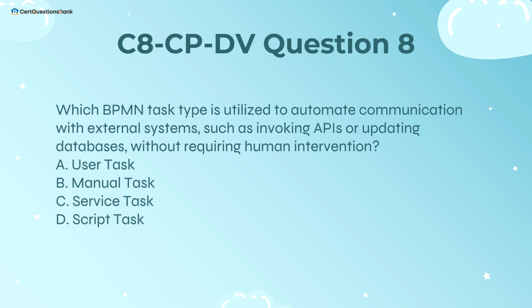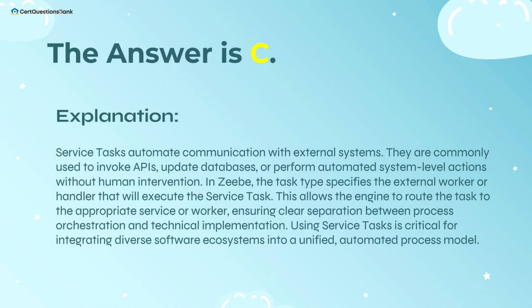Which BPMN task type is utilized to automate communication with external systems, such as invoking APIs or updating databases, without requiring human intervention? A. User task. B. Manual task. C. Service task. D. Script task. The answer is C.